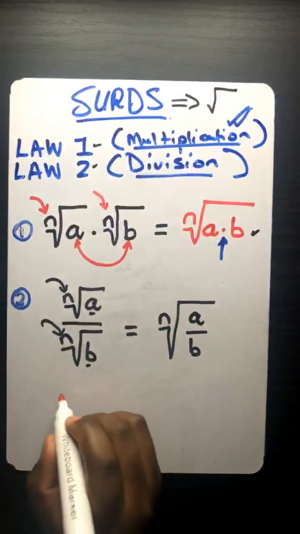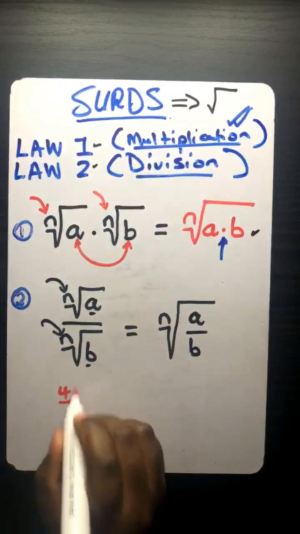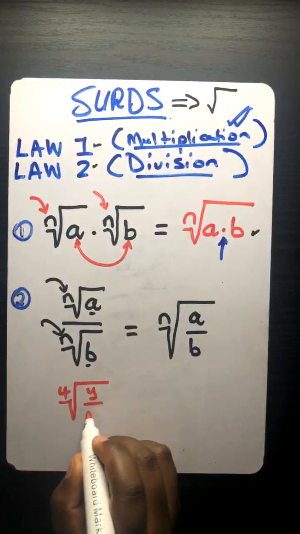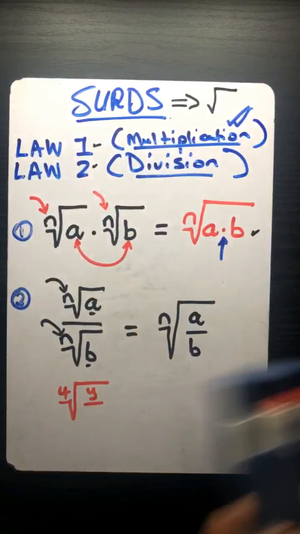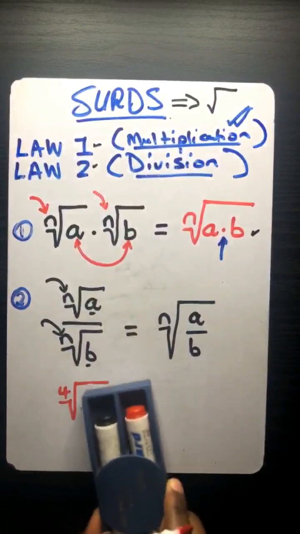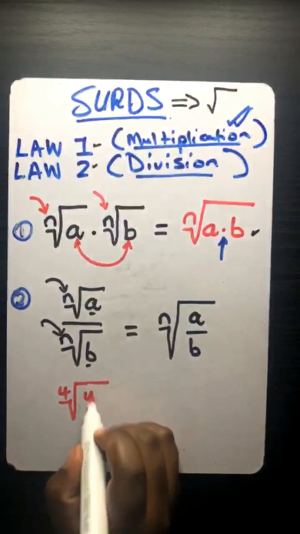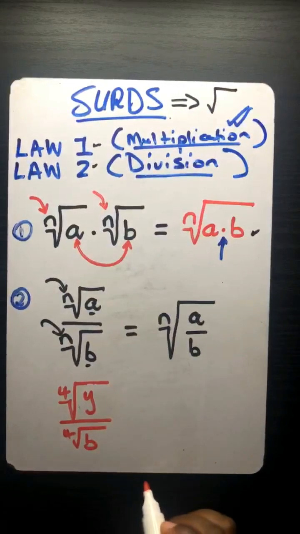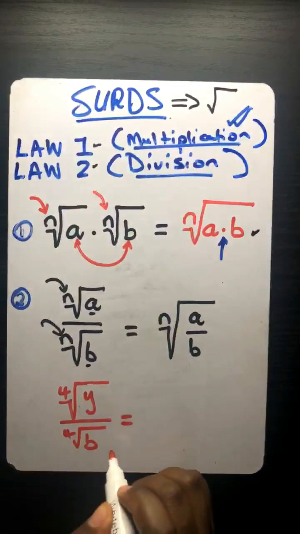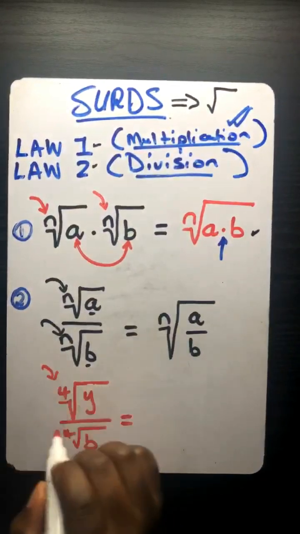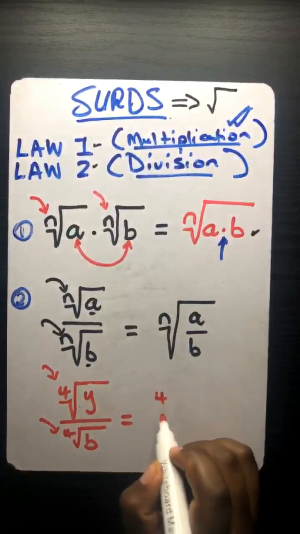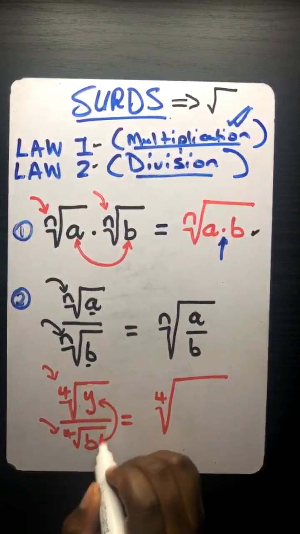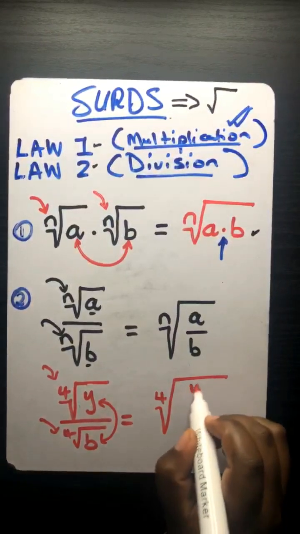Let me give an example using numbers so that it sinks in. Let's say, for example, we are having 4 square root of y over, no, let me remove that and say y over 4 square root of b. So, is the tail the same? Yes, the tails are the same. You can just represent it by one tail, and then you divide whatever is inside the brackets, being y over b.